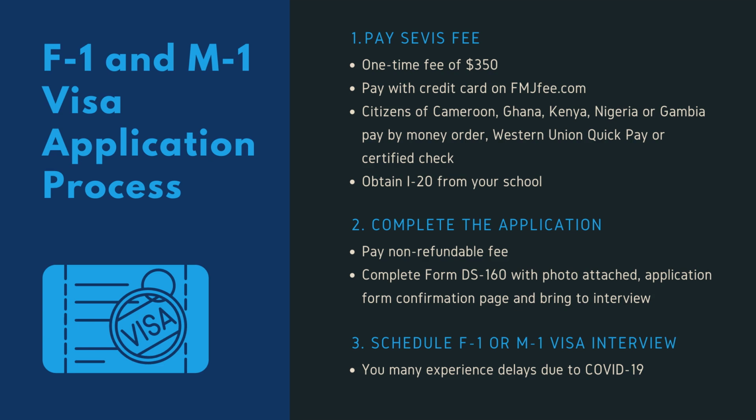However, if you are a citizen or were born in Cameroon, Ghana, Kenya, Nigeria, or Gambia, you must pay by money order, Western Union Quick Pay, or a certified check drawn from a U.S. bank. After paying your fee, you must obtain a receipt, as you will need to present proof of payment before being issued an F1 or M1 visa.